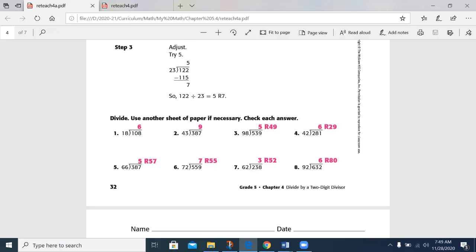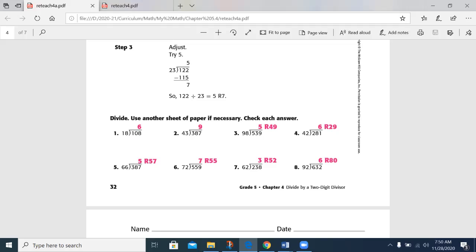So on number 4, we ended up with 6, remainder 29, even though we might have started with a 7 and overshot it. The next one, we might have started with 70 into 380, but it would have still been all right. We had a 5, remainder 57. Number 6, you'd probably start with a 7 anyway, but you ended up with 7, remainder 55.